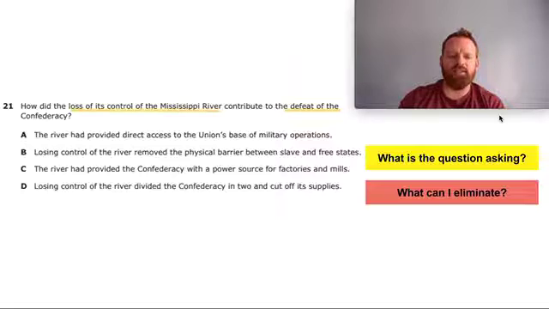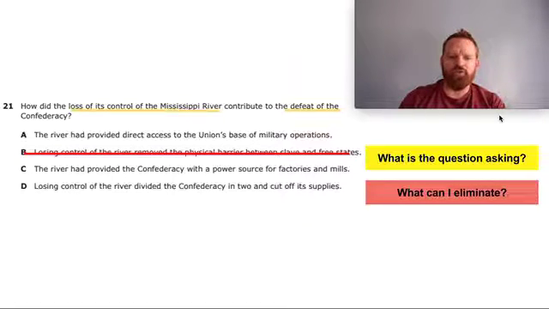All right, so first let's see what we can eliminate. The answer choices are: the river had provided direct access to the Union's base of military operations. Losing control of the river removed the physical barrier between slave and free states. The river had provided the Confederacy with a power source for factories and mills. And losing control of the river divided the Confederacy in two and cut off its supplies. So again, what we need to focus on is how did losing control of the river lead to their defeat?